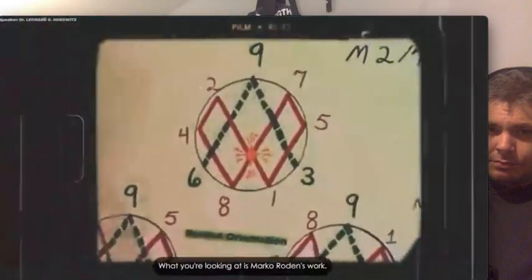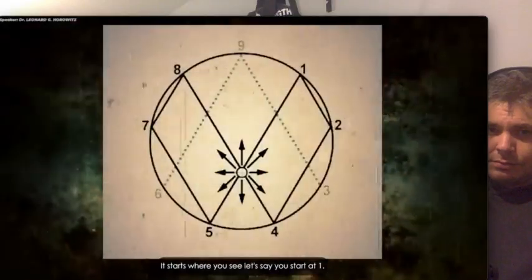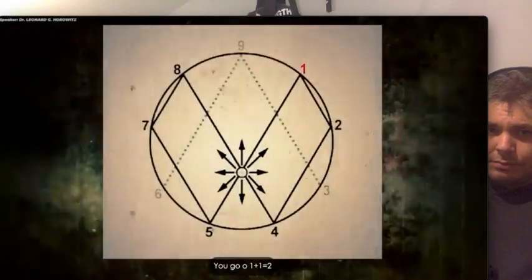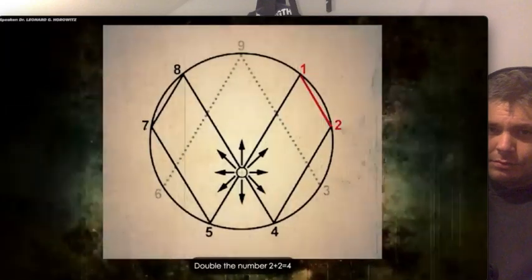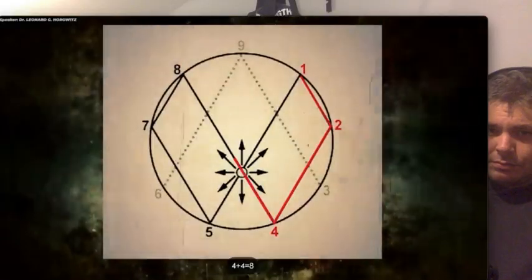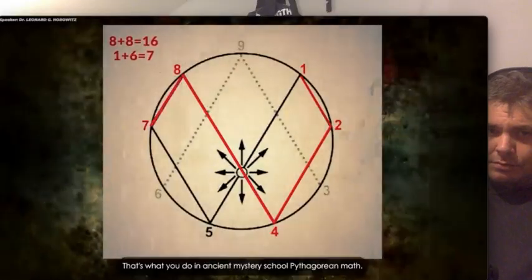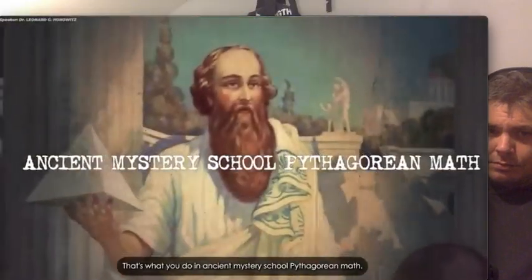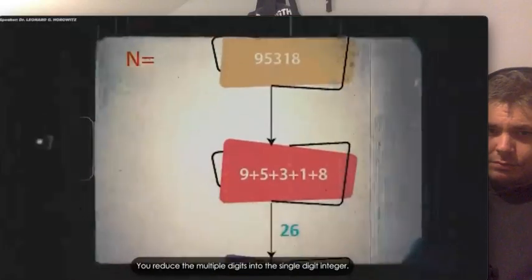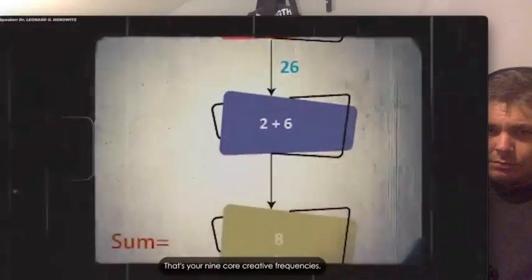This, what you're looking at, is Marco Rodin's work. It starts where you see, let's say you start at 1. You go, 1 and 1 is 2, double the number. 2 and 2 is 4, you draw a line from 2 to 4. 4 and 4 is 8. 8 and 8 is 16, where 1 plus 6 is 7. That's what you do in ancient mystery school Pythagorean math. You reduce the multiple digits into the single digit integer. That's your 9 core creative frequencies.